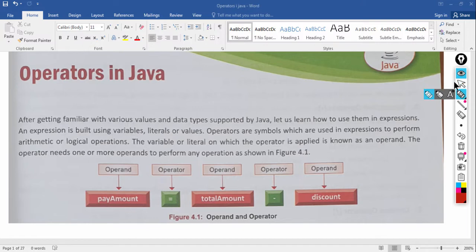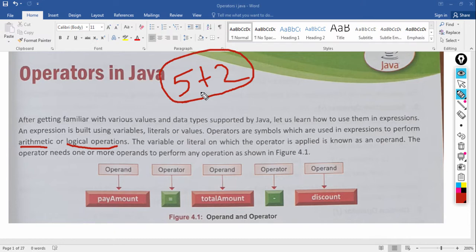So what are operators? An operator is a symbol which allows you to perform some kind of arithmetic operation or a logical operation, okay? An arithmetic operation can be something like 5 plus 2. This is an example of an arithmetic expression. And if I write 5 is greater than 2, this is an example of a logical expression.